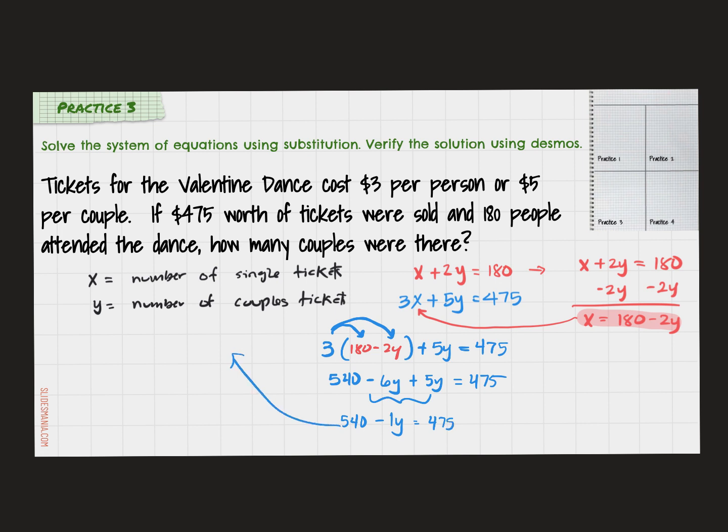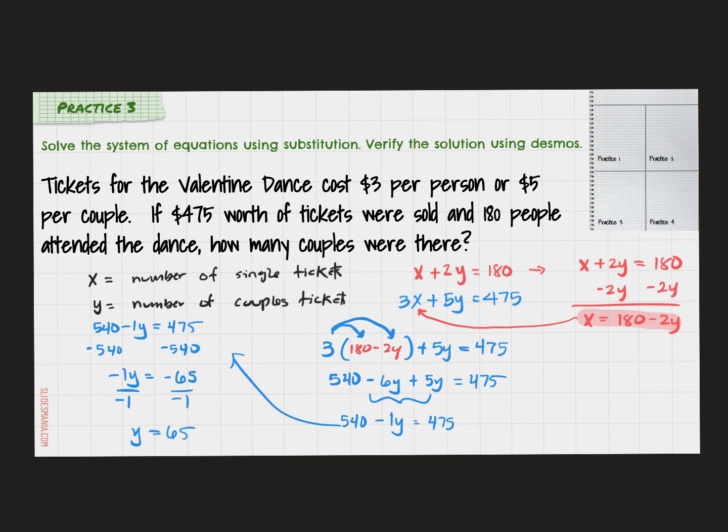I'm going to continue here on the side. So let me write it: 540 minus 1y equals 475. I am going to subtract 540 on both sides. And I get negative 1y is equal to negative 65. Divide both sides by negative 1, and I get y is equal to 65.